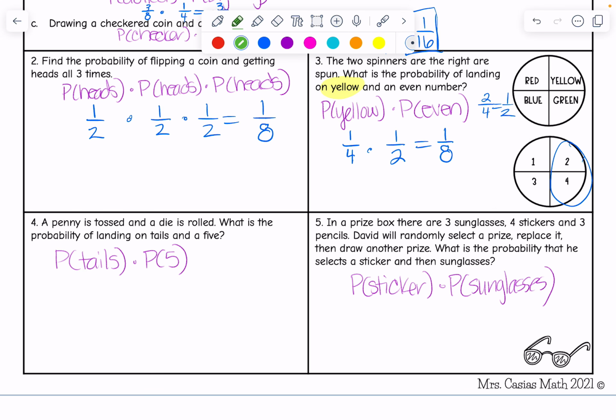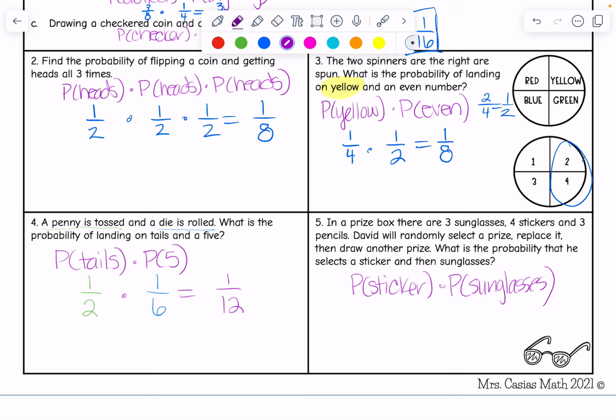Next, it tells me that a penny is tossed and a die is rolled. What is the probability of landing on tails and a 5? My probability of landing on tails is 1/2. The probability of rolling a 5 on the die would be 1/6. Then I can multiply these straight across to get 1/12.